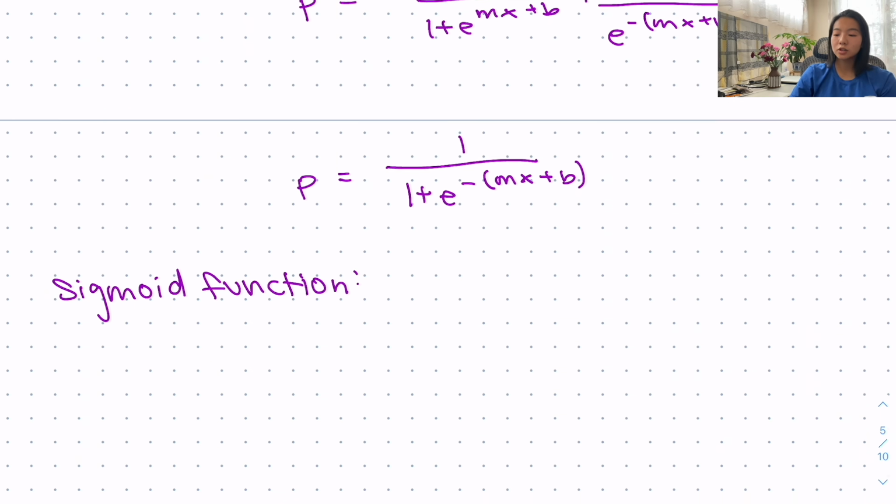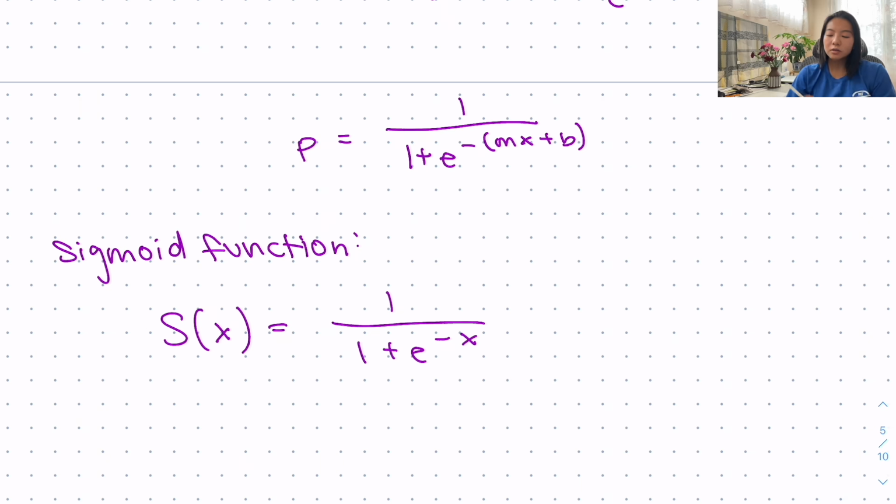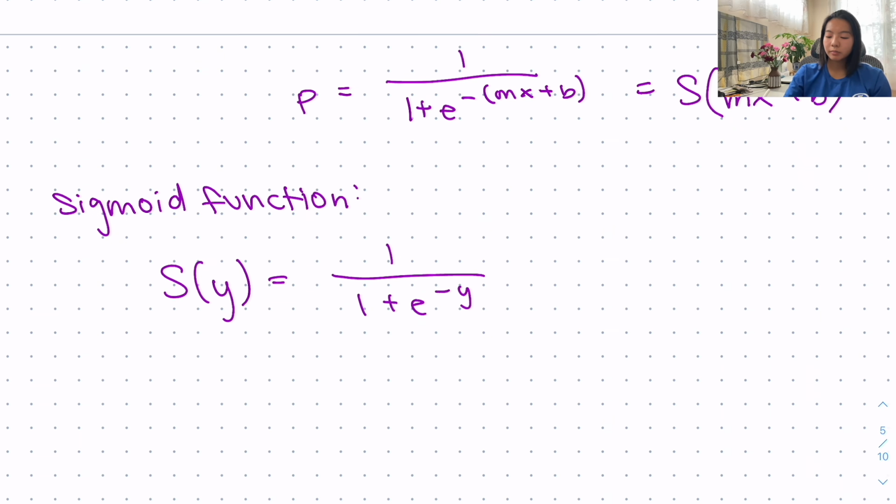For the sigmoid function, it looks something like this. S of x, the sigmoid at some x, is equal to 1 over 1 plus e to the negative x. So essentially what I just did up here is rewrite this as a sigmoid function where the x value is actually mx plus b. Maybe I'll change this to y just to make that a bit more clear. It doesn't matter what the variable name is, but this is our sigmoid function.